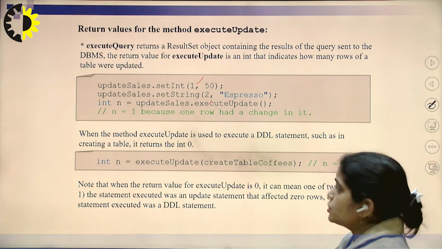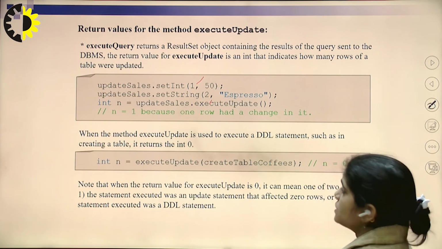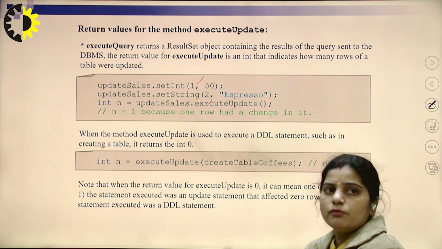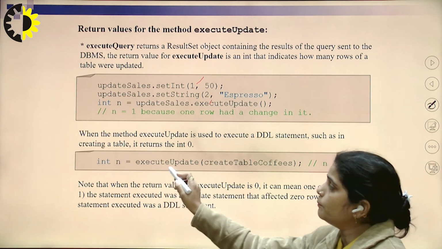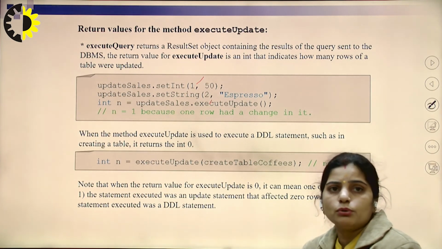When the method executeUpdate is used to execute a DDL statement, such as creating a table, it returns an int value. So int n is equal to executeUpdate create table coffees. Here n is equal to 0.